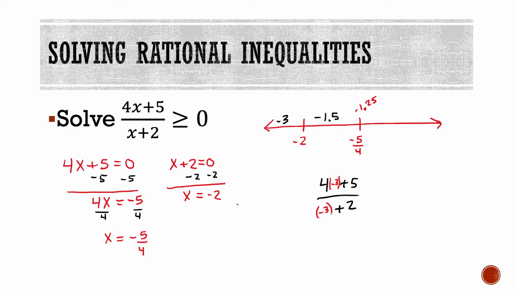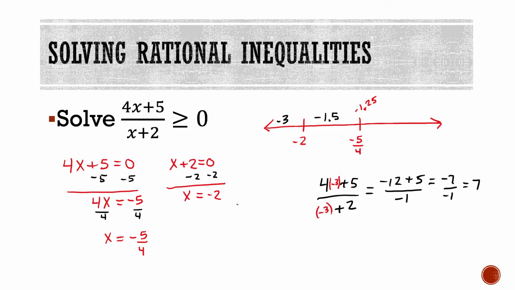All right, and then let's see what we get. So 4 times -3 is -12, plus 5 is going to give me a -7. And then in the denominator, -3 plus 2 is going to be a -1. So -7 divided by -1 is going to be +7.